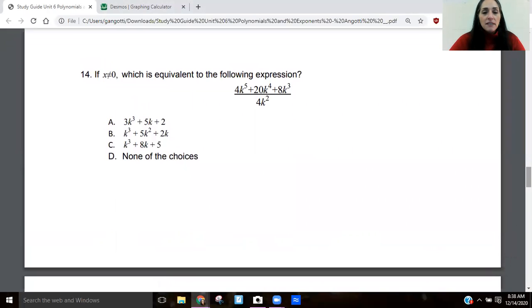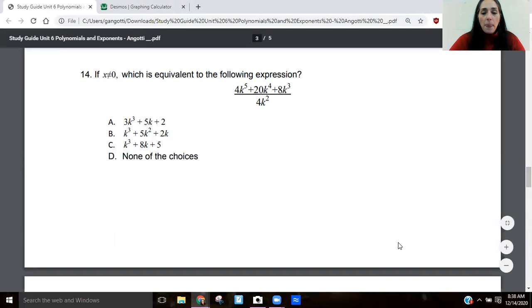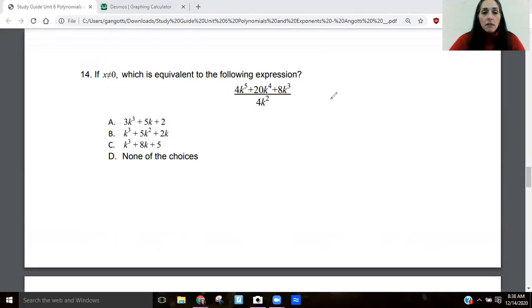Number 14, a division problem. All righty. So we're going to do 4 divided by 4, which is 1. So it is not going to be choice A. It's not going to start with a 3. K to the 5th over k squared. Subtract these exponents. This is going to be k to the 5 minus 2, which is 3. Plus, now do 20 divided by 4. 20 divided by 4 is 5. It's looking like B is going to be the answer.